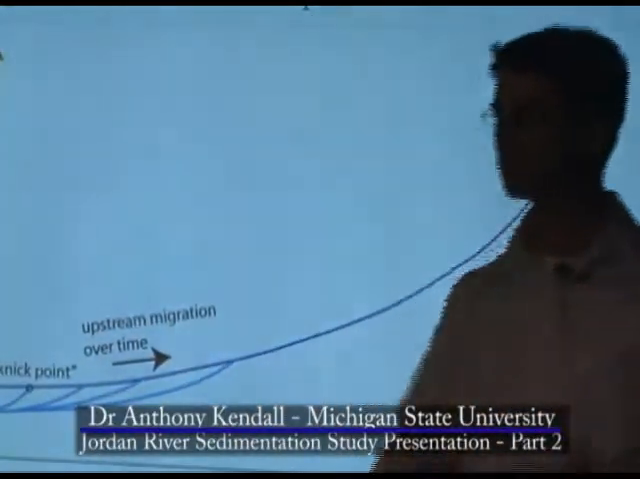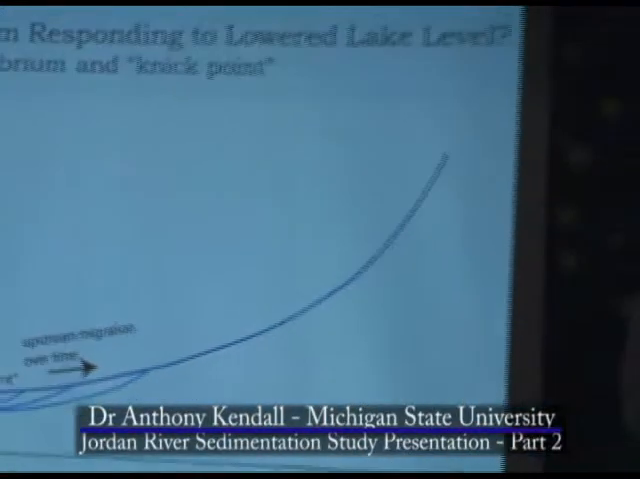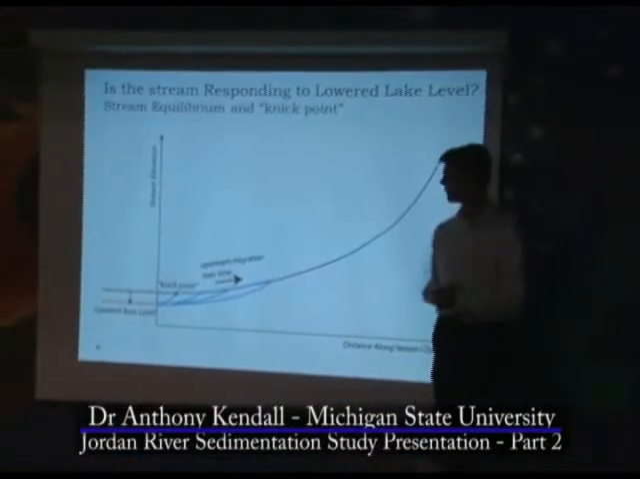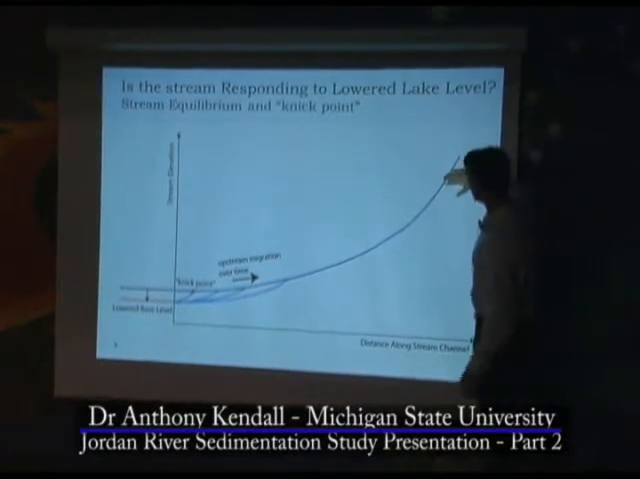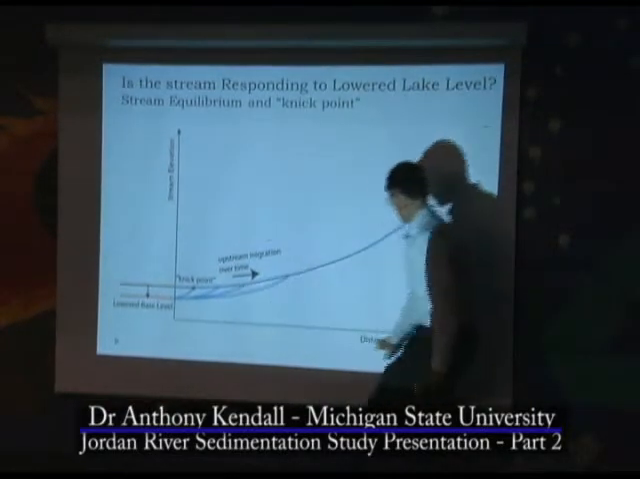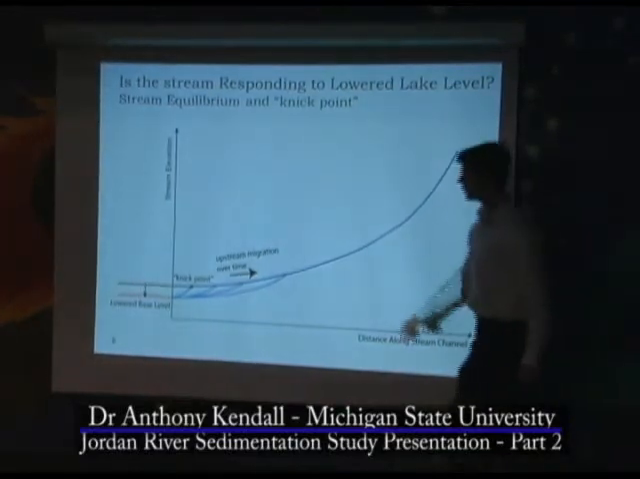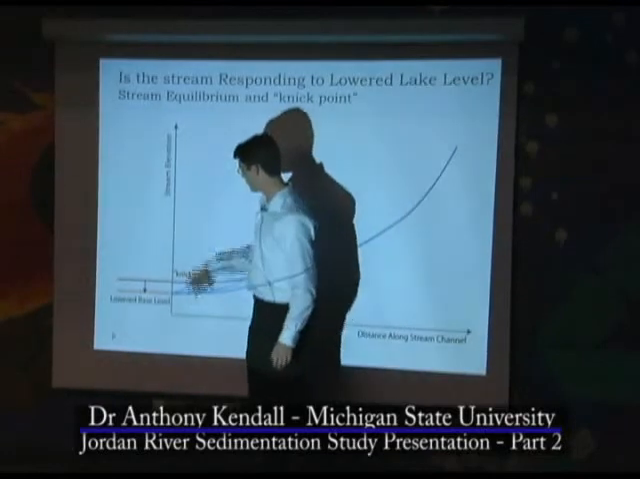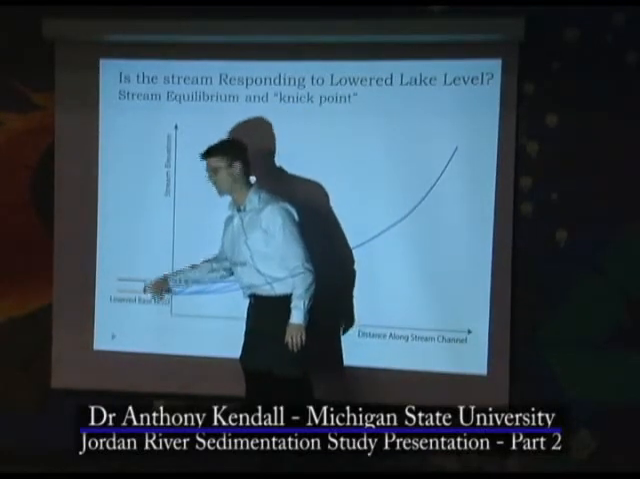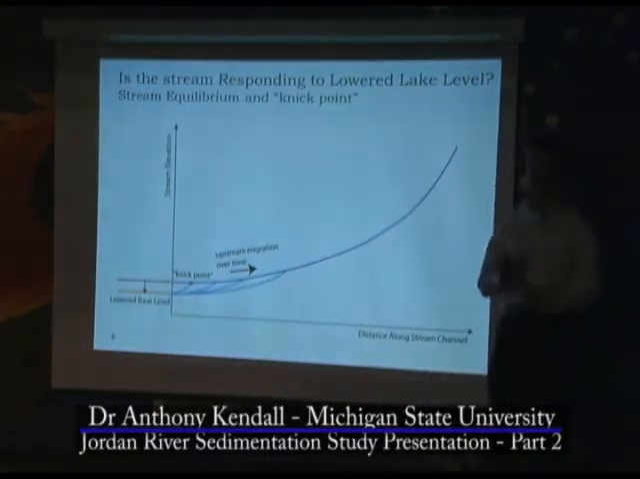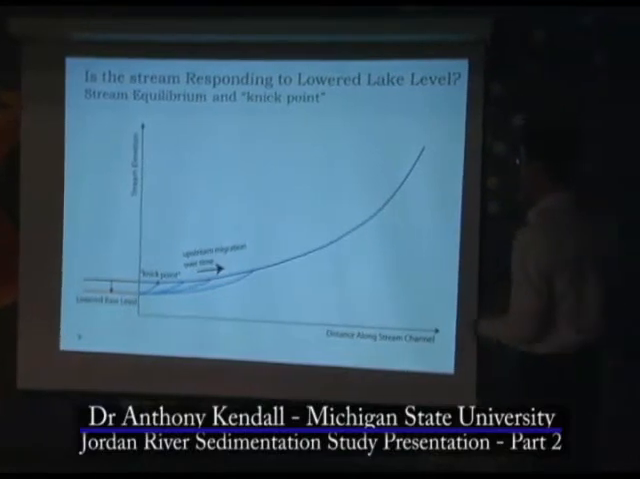So is the stream responding to lowered lake levels? So we're talking about stream equilibrium. And I want to introduce the concept of a nick point. So if this is a stable stream profile, and I'll explain this graph a little bit, this axis here is the distance along the stream channel. So this is the river mouth, and here's the lake that it flows out into, and this is the elevation. So going from the river mouth at Lake Charlevoix, for instance, you get this darker blue line. That's a stable stream profile, longitudinal profile in elevation.